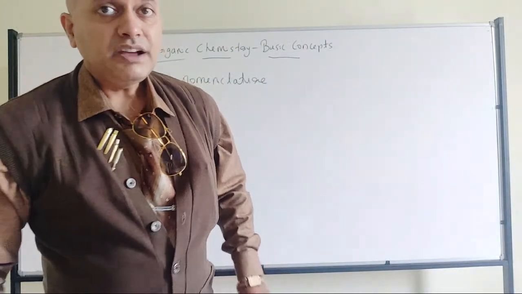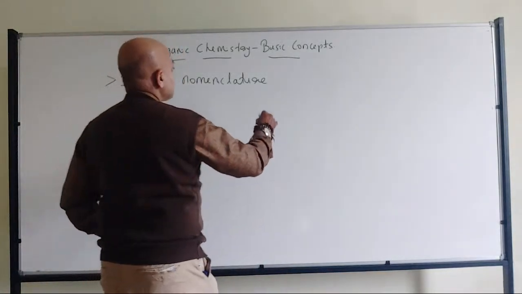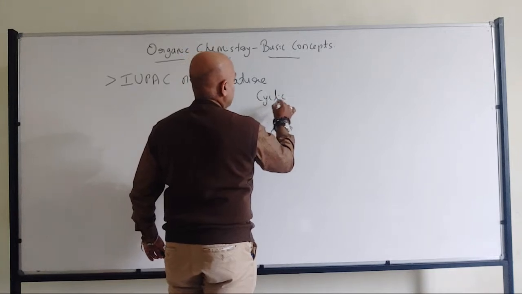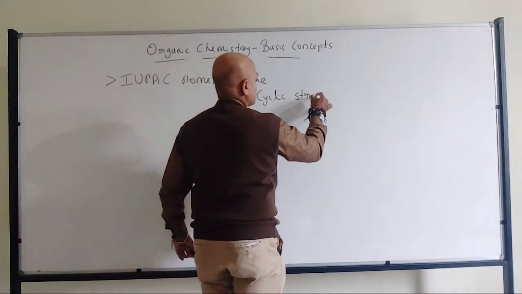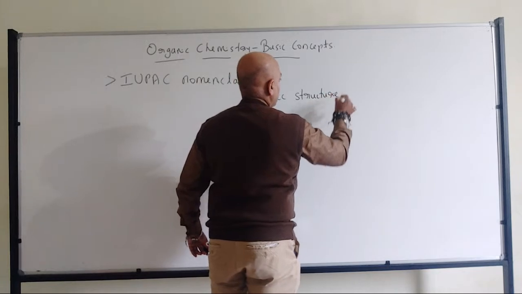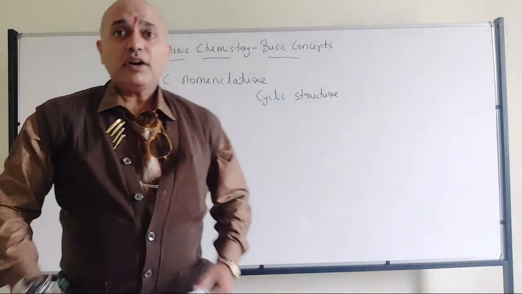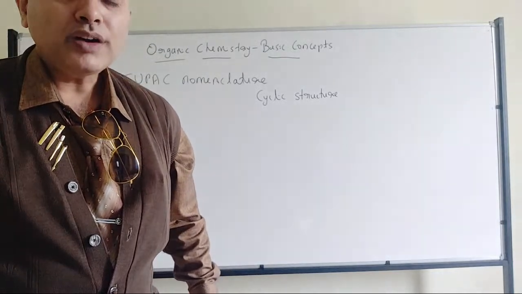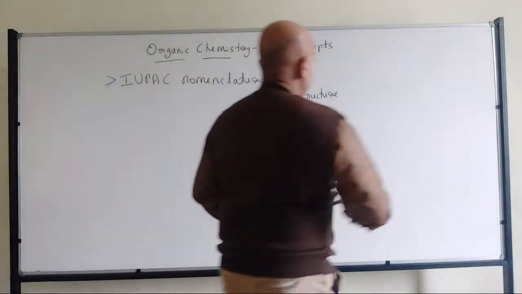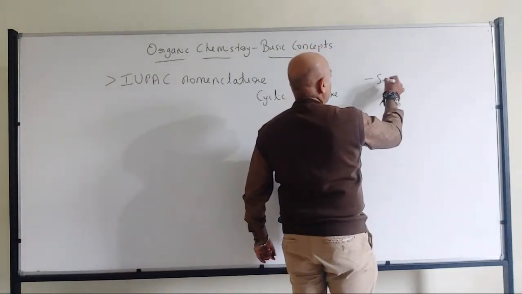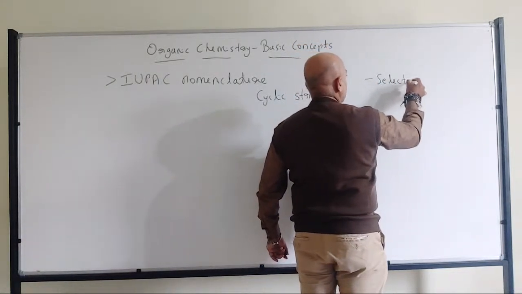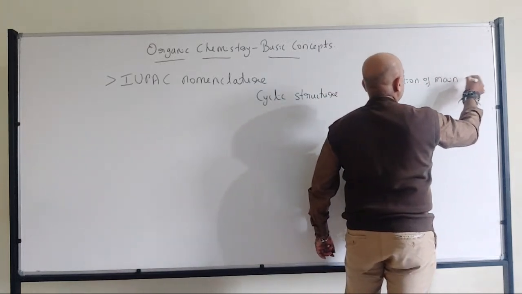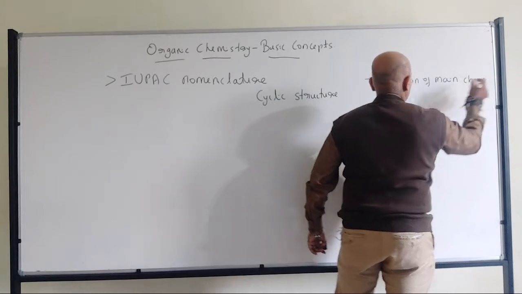Okay. Now today we are going to discuss the cyclic structure. When I am talking about IUPAC nomenclature, there are some important things we should follow. That one is the selection of main chain. That will be the first rule.